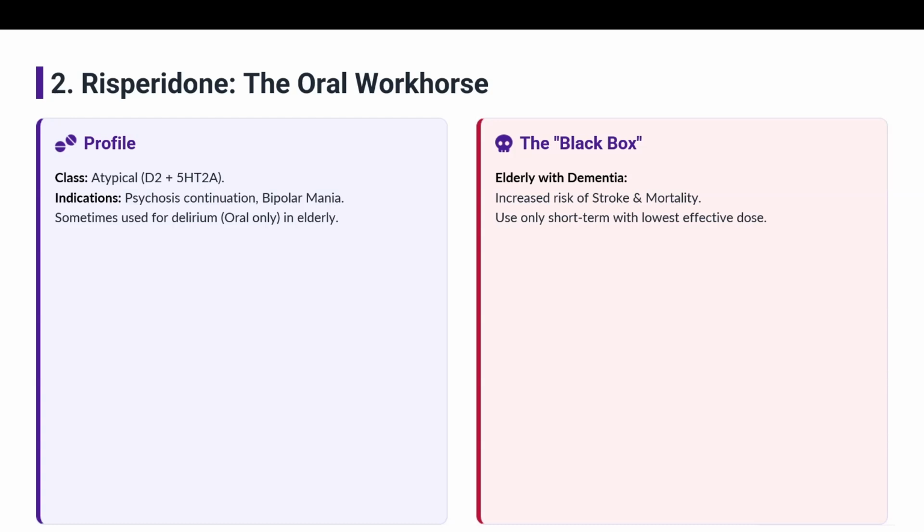So risperidone is an oral workhorse, an atypical antipsychotic with D2 and 5-HT2A antagonism. It can be used for psychosis continuation, bipolar mania, and for delirium orally in the elderly. It has a black box warning in elderly patients with dementia because of increased risk of stroke and mortality. Use only for the short term with the lowest effective dose.